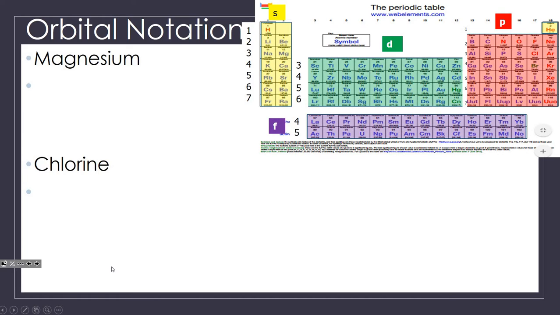Put these arrows. Right, but you need to know how many. So on this one, when you got here, instead of putting 2P right here, it's actually in the middle of the 2P, because this whole thing is 2P. Does that make sense? All right. Okay, so now do chlorine.